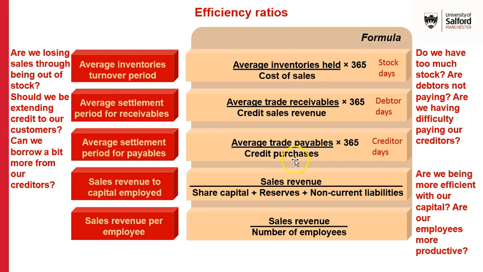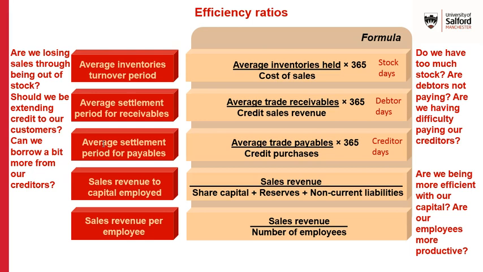Efficiency ratios designed to answer questions such as, do we have too much stock? Are debtors not paying? Are we having difficulty paying our creditors? So those are questions that come to mind. And a further set of questions: are we losing sales through being out of stock? Should we be extending credit to our customers? Can we borrow a bit more from our creditors? So these are all questions that come to mind, for which the stock days, debtor days and creditor days can offer some help in making the judgment.